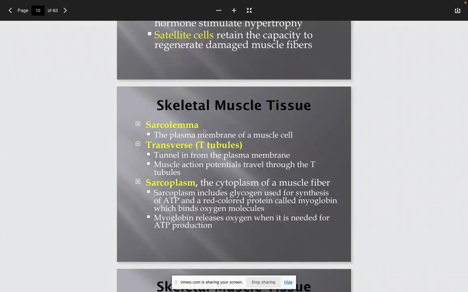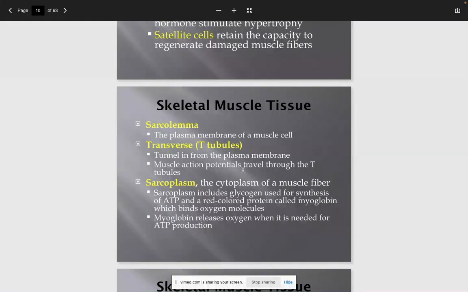So the sarcolemma is going to be the plasma membrane of a muscle cell. So sarcolemma, the plasma membrane of a muscle cell. The transverse T-tubule is going to carry the action potential through the T-tubules. So transverse T-tubule carries an action potential into the plasma membrane.